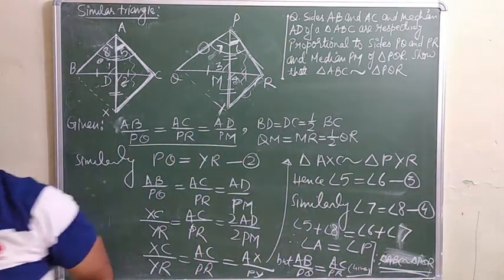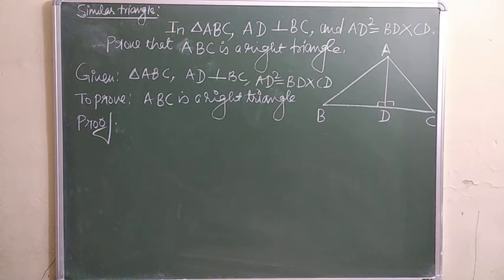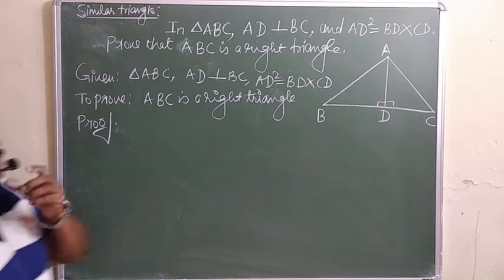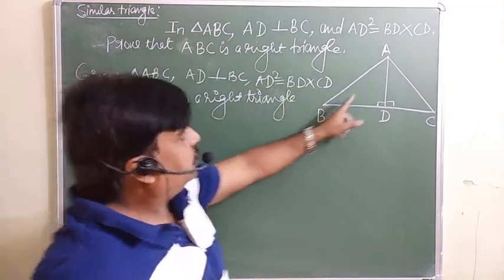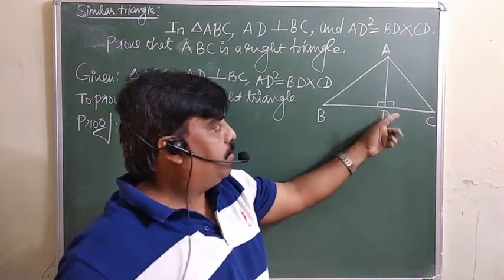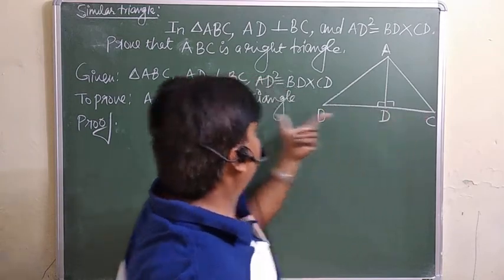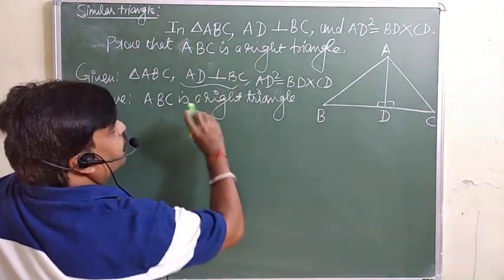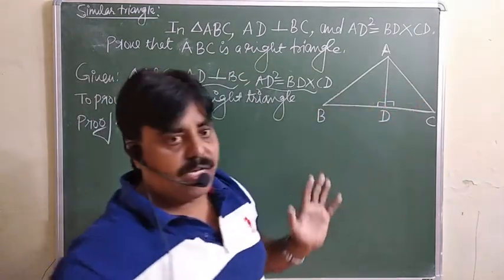Now have a look. Now the question is, ABC is a triangle and this AD is perpendicular on BC. This is already given. And another information, this AD square is equal to BD into DC. This is the information given. This is perpendicular and this one. We want to prove that this triangle ABC is a right angle triangle.